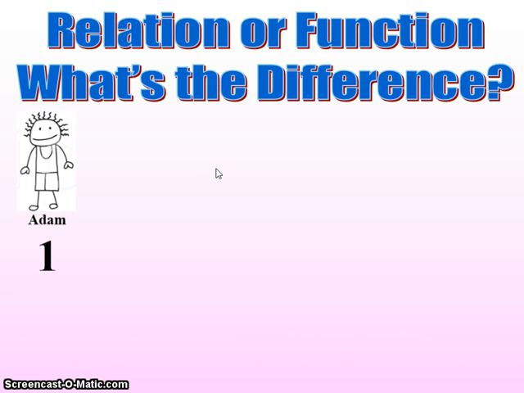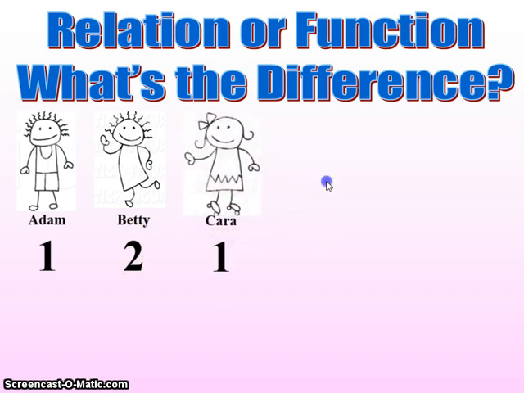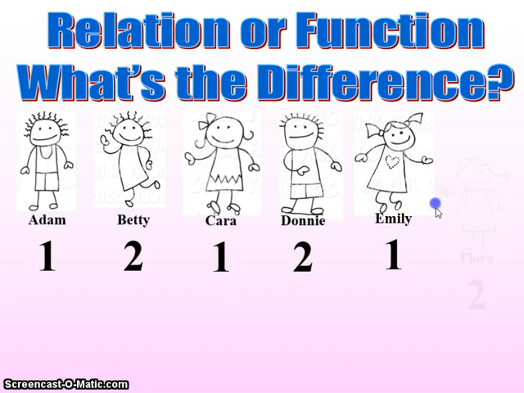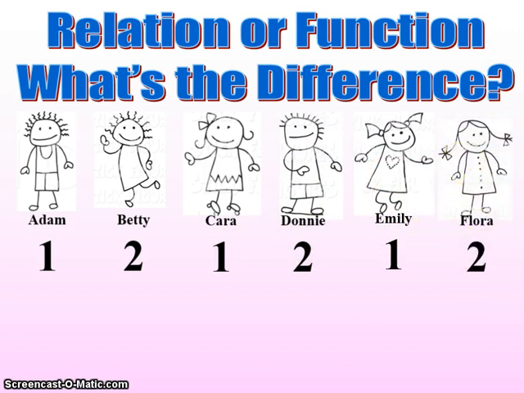We have Adam, and when he comes in, I hand him a 1, and you can see that he has a 1. Betty has a 2. Kara has a 1. Donnie has a 2. Emily has a 1. And Flora has a 2. Now, these 6 students stand at the front of the room.